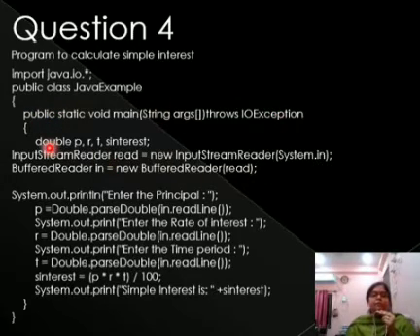Here the variables we are going to take are P, R and T, as for simple interest you take principal, rate and time, and then here for the calculation of your simple interest. This all will be in double because it may become in points, in decimal value, or not.